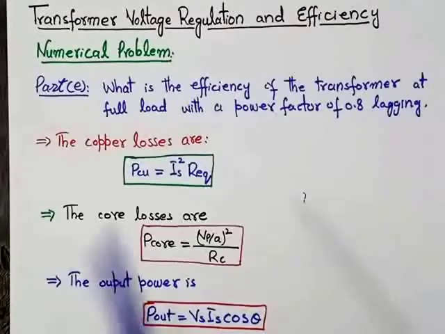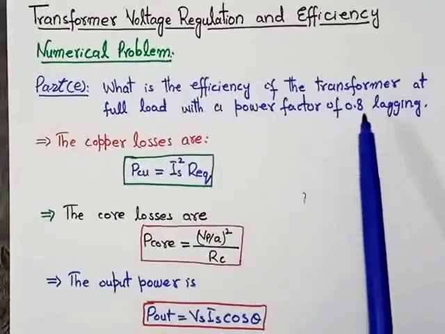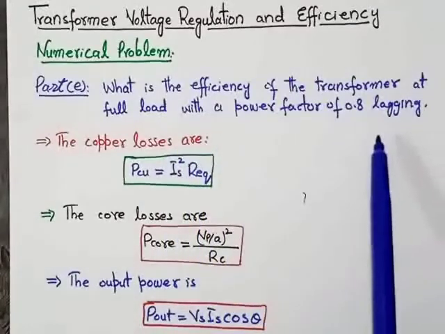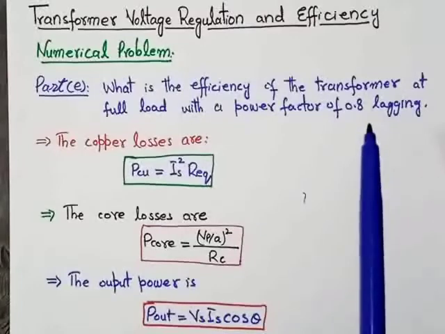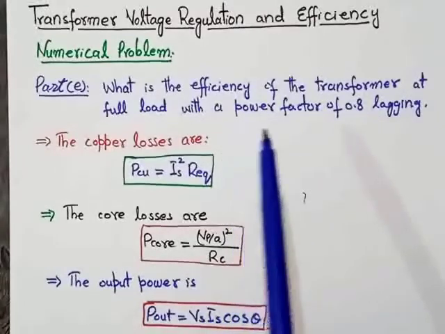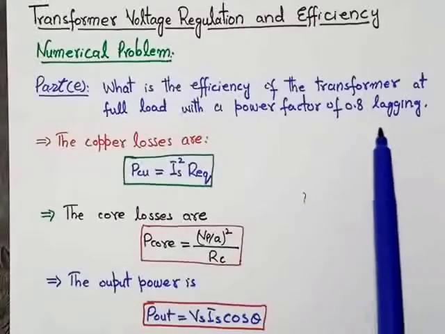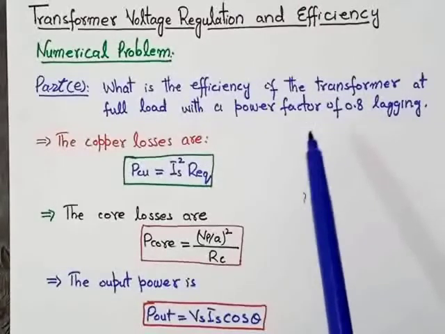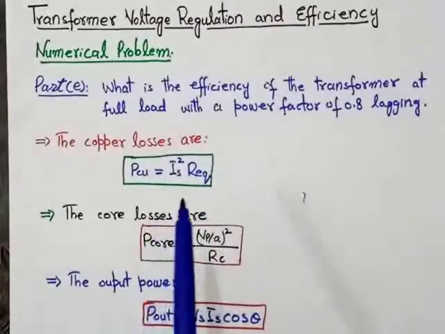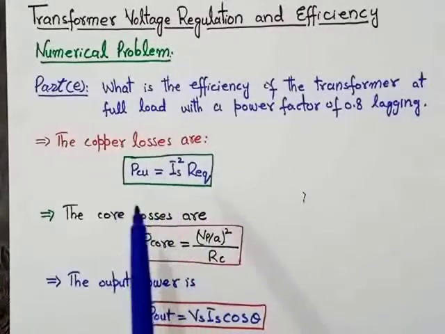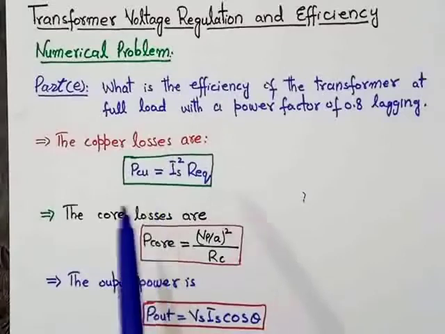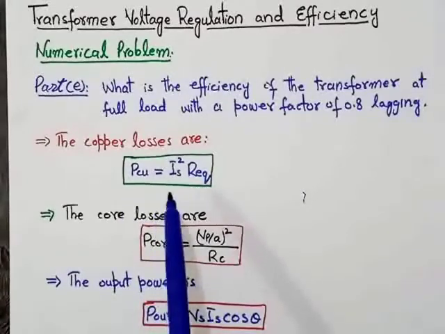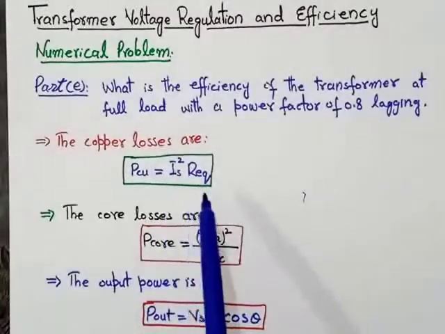Part E asks: what is the efficiency of the transformer at full load with a power factor of 0.8 lagging. So in this part we will find the efficiency of the transformer at 0.8 lagging power factor. As we have already discussed, in case of efficiency, first of all we will calculate the losses of the transformer. As we know, the formula of the copper losses is I squared times R equivalent.